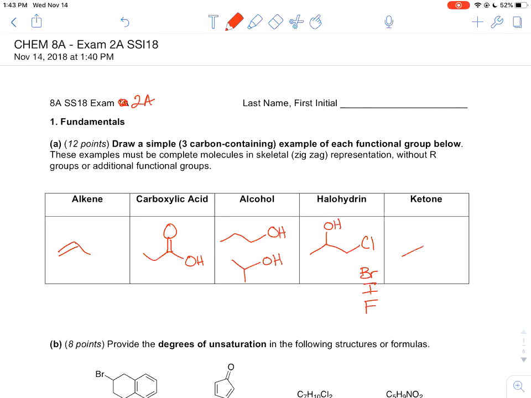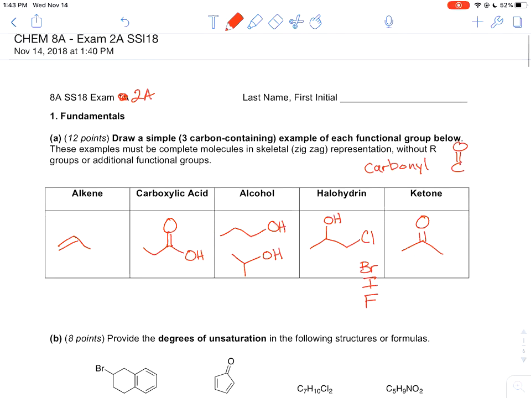A 3-carbon ketone, only one possibility, acetone. This is where we have carbon on either side of the carbonyl carbon. And again, in case you missed it, a carbonyl is a general term for having a carbon-oxygen double bond, but it's not a functional group itself.